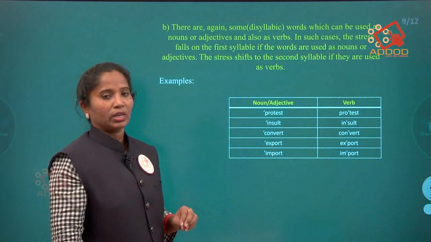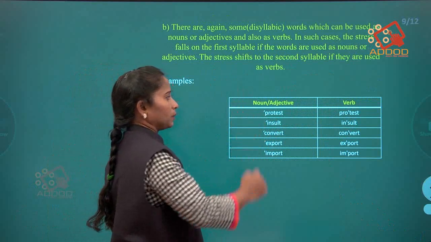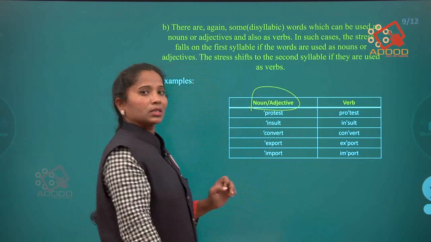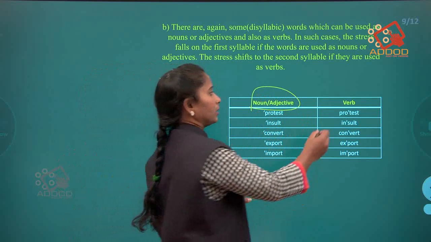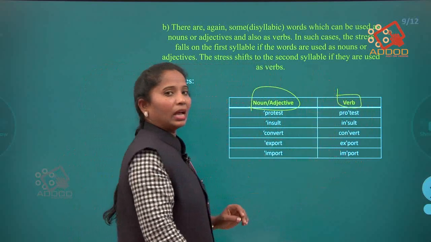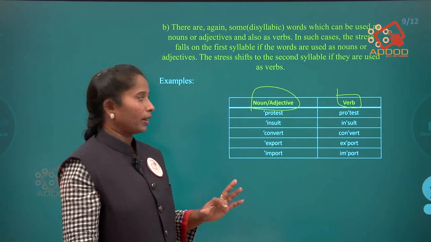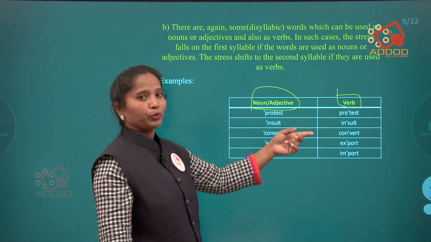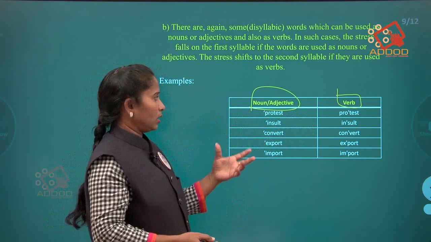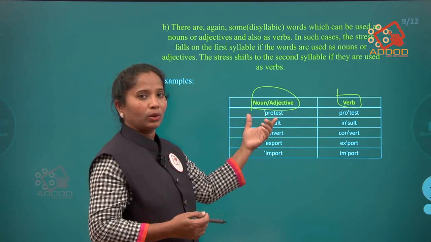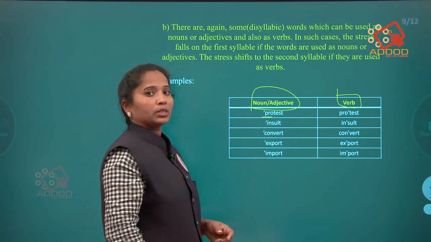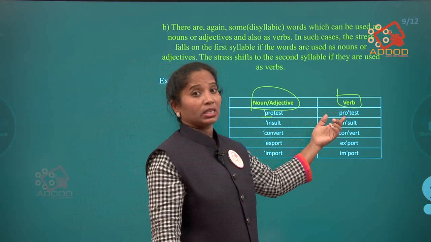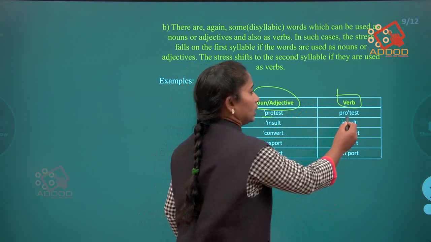All nouns and adjectives have the stress mark on the first syllable. Okay, this you have to remember. And all verbs have the stress mark on the second syllable. For example, here we have a few words. Protest we can use as a noun as well as a verb. So when you pronounce protest, if you want to use it as a noun, you have to stress the first syllable: protest. Whereas if you want to use the same word as a verb, you have to say protest. You have to put the force on the second syllable.